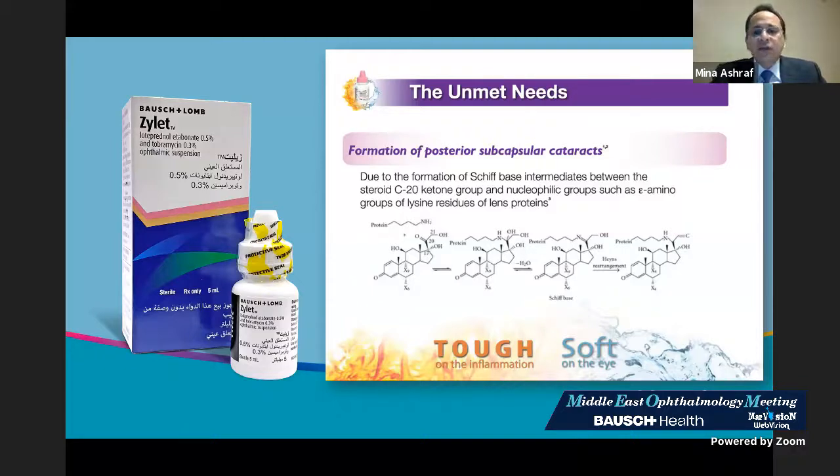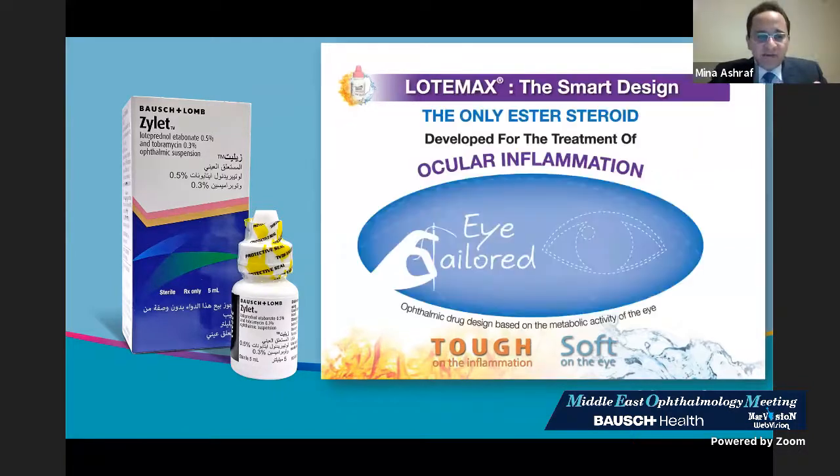And here comes loteprednol etabonate, which has a smart design. It's the only ester steroid developed for the treatment of ocular inflammation. And we always say that loteprednol etabonate is an eye-tailored corticosteroid, because all other corticosteroids have actually been developed for systemic use and then were adapted for ocular treatments. But loteprednol etabonate is the only corticosteroid that is eye-tailored. Loteprednol etabonate is actually a prednisolone acetate derivative, just by replacing the C20 ketone group with a C20 ester group.